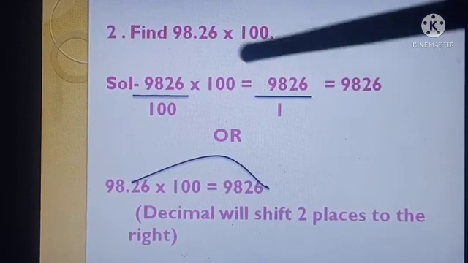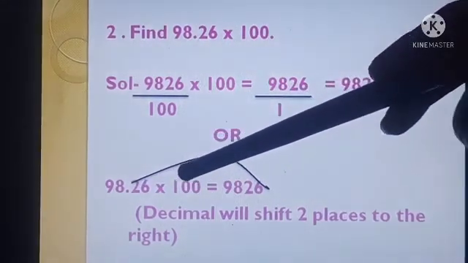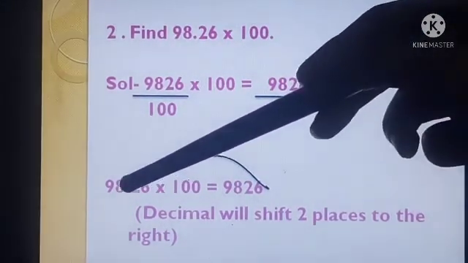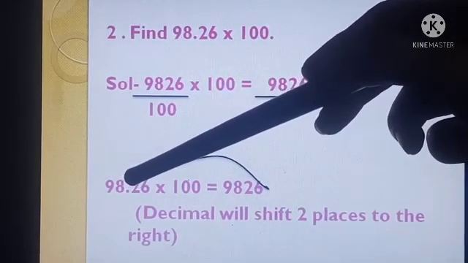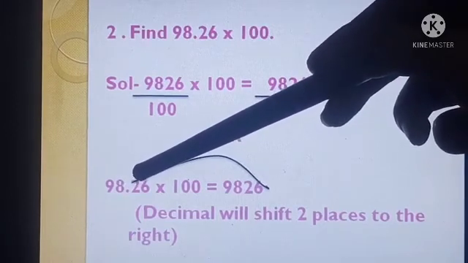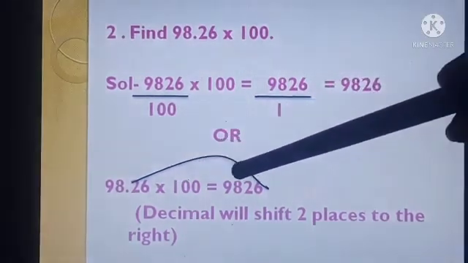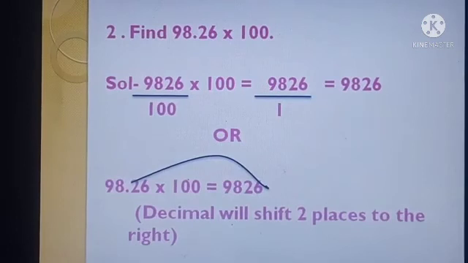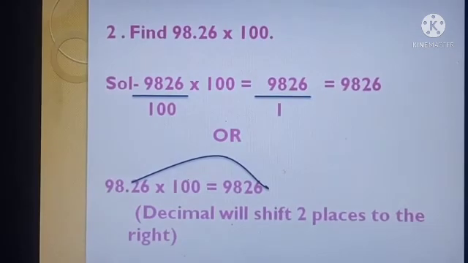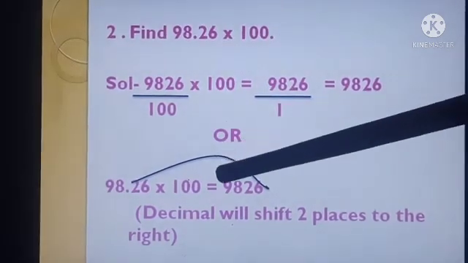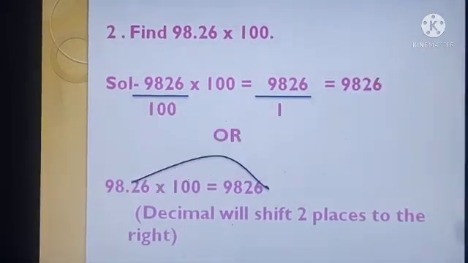That is 9826. And if we shift the decimal, how will we do it? 98.26 multiplied by 100. In 100 there are two zeros. So the decimal will shift two places forward. The decimal will shift first by one place, between 2 and 6, and one place more, that is after 6. So it will become 9826, or it can be written as 9826.0. Understood? If we are multiplying with 100, the decimal will shift two places forward.